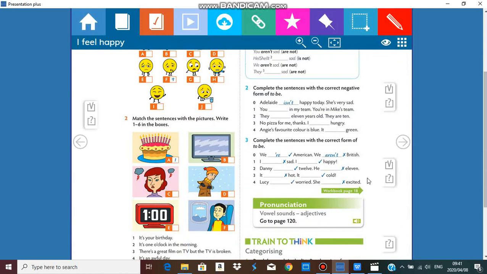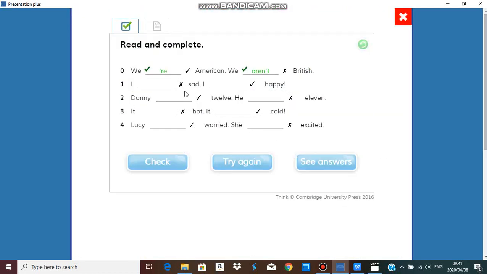Let's go to our next exercise. In this exercise here, they are ticks and crosses. Now, the ticks are for positive, and the crosses are for negative, for not. So let's read very quickly. We're American. We aren't British. Number one, I something sad. I positive, happy, negative and positive. I'm not sad, because it's negative. I'm not sad. I'm happy.